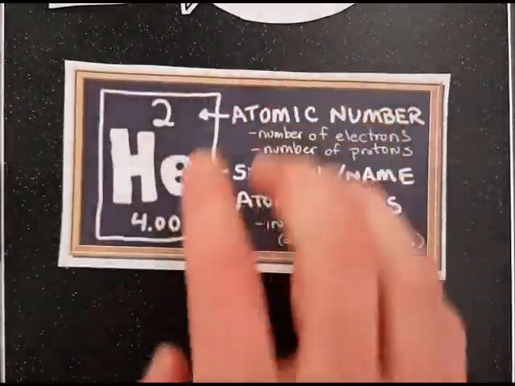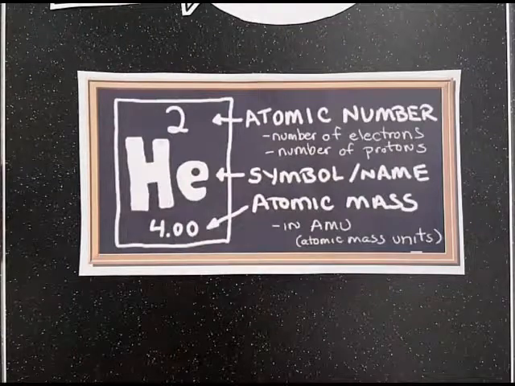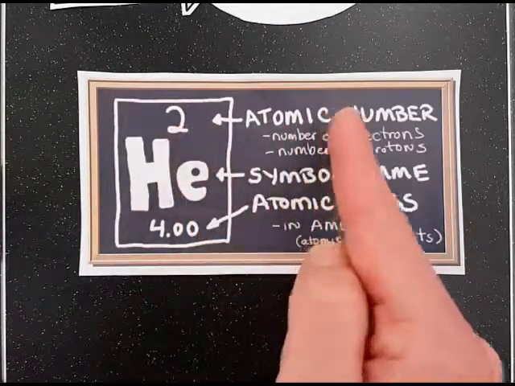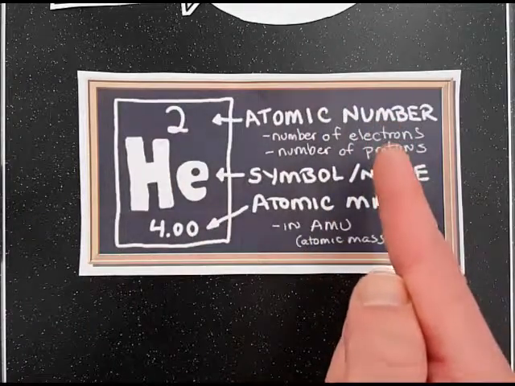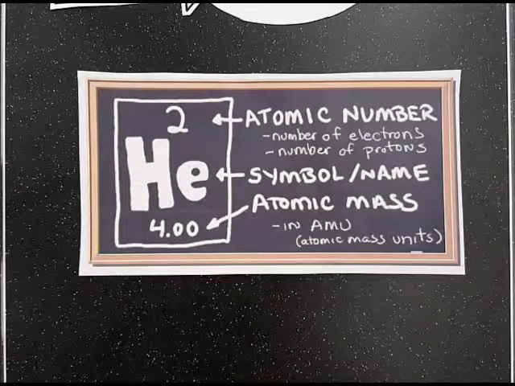But let's not talk about calcium. Let's talk about helium. Here's our helium. He is the atomic symbol there. And helium is number 2 on the periodic table. That is the atomic number. It equals the number of electrons and the number of protons. And of course, in our model atom just a minute ago, you saw that that was the case.